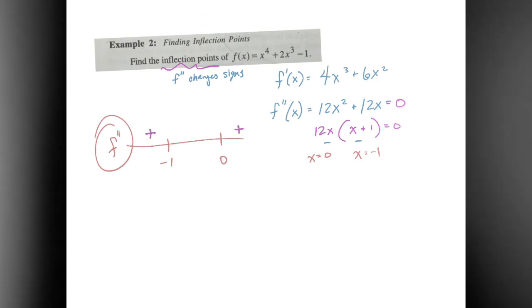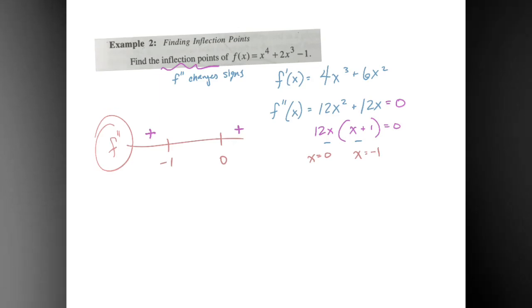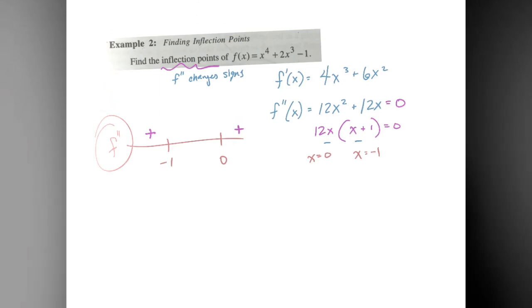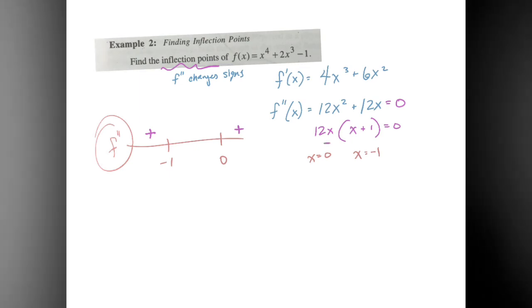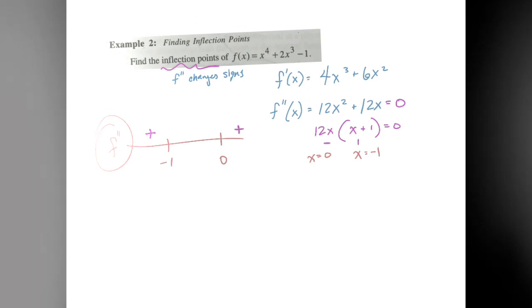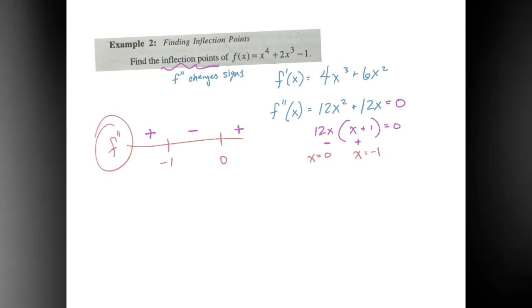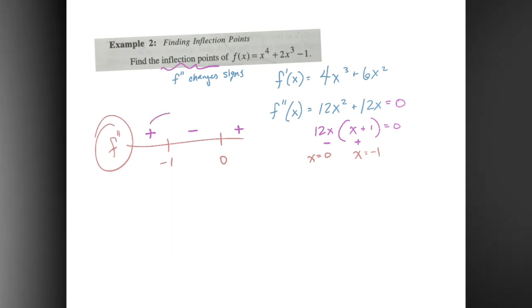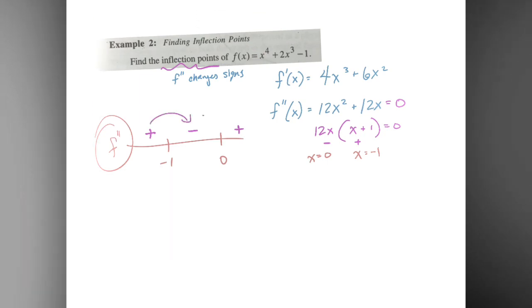And let's pick somewhere between the two. Let's go with negative 1/2. If I use negative 1/2, I will get a negative 6 there, and negative 1/2 here, I'll get a positive. So negative times a positive. There we go, beautiful sign chart. So I see I do have a sign change at negative 1, and I do have another sign change at 0.